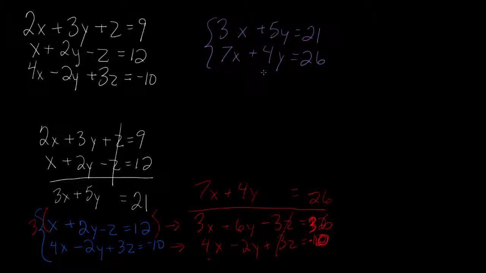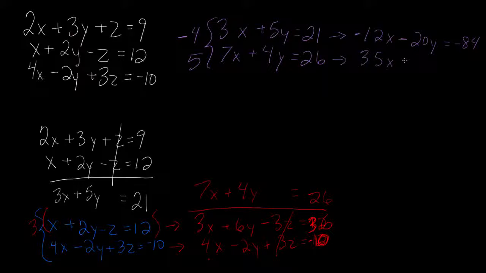If you want to cancel out the y's, you have to figure out what number you multiply these equations by so that the y's are opposite of one another and they cancel out. For example, if I multiply the top equation by -4 and the bottom equation by 5, it should cause them to cancel out. I would have -12x minus 20y equals -84. The bottom, 35x plus 20y equals 26 times 5.